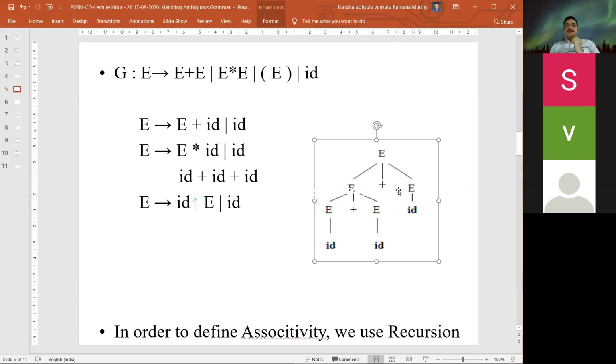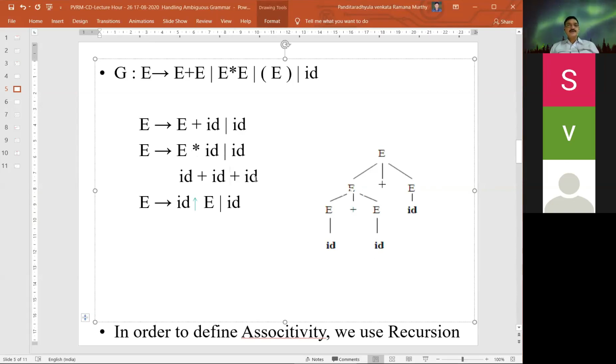If it has to replace an E, the only available E is this one. This E is replaced by once again E plus E only. There is no chance of replacing this E. So this E is always replaced with ID straight away. This E also is straight away replaced by ID only. So this particular grammar we are replacing in such a fashion. Always it handles the ID plus ID first, then it is handling the second ID operation. It is going towards the left direction.